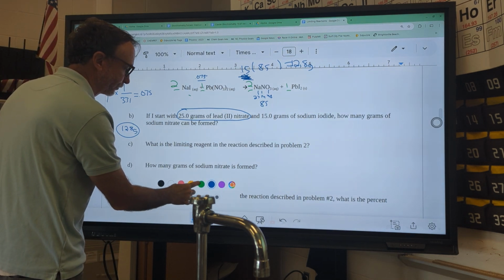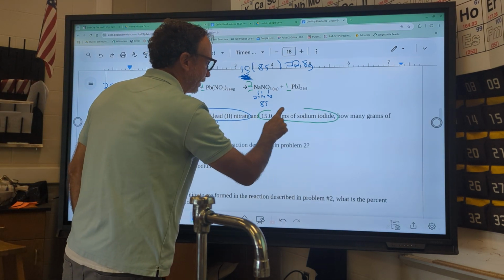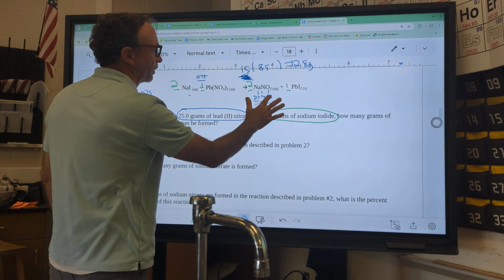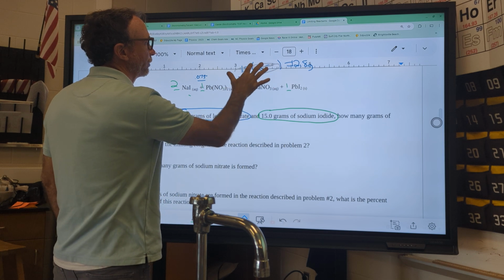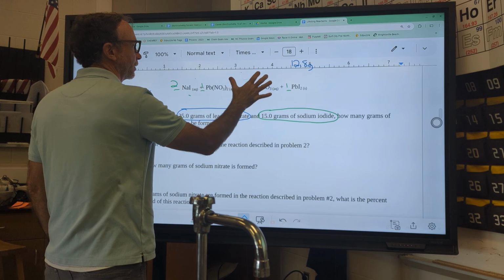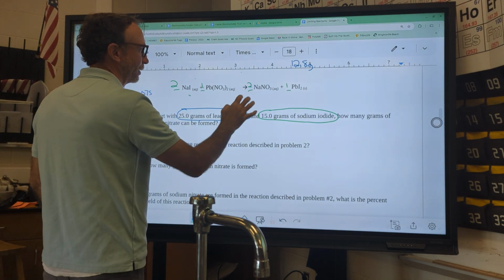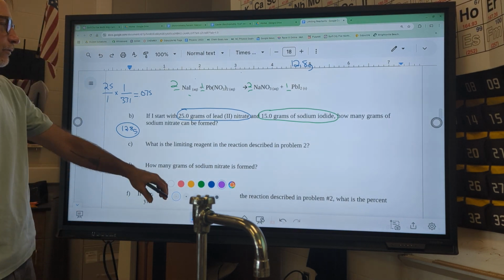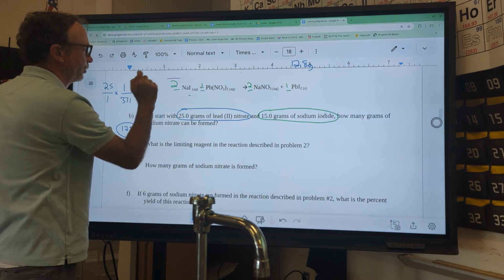Let's do the problem. I'm going to do it in green. 15 grams of sodium iodide. So I'm going to erase this other stuff. Oop, I need that 2 there. All right. Now we're going to do it for 15 grams of sodium iodide. So let's figure out what we would put here.